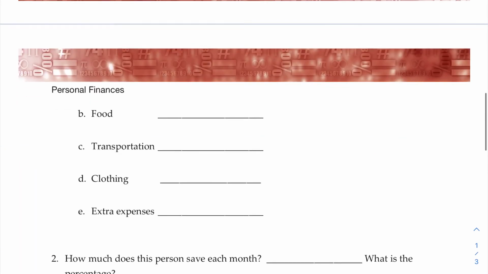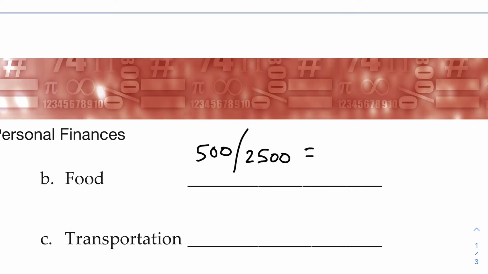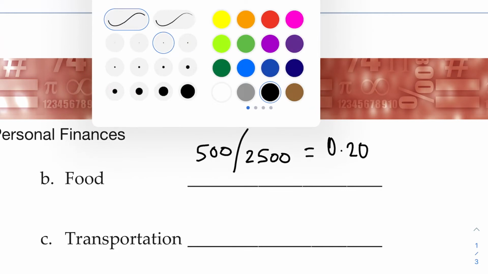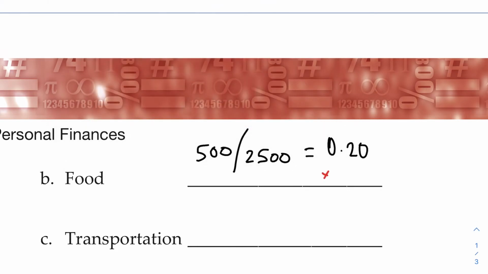So let's go ahead and do the same thing for our food and the other amounts they give us. The problem tells us that we spend $500 a month on food. So 500 divided by 2,500, which is our total income, gives us 0.20. Now remember, if we want to change that decimal to a percent, hopefully you recall that we multiply by 100. And we find that 20% of our income is spent on food.